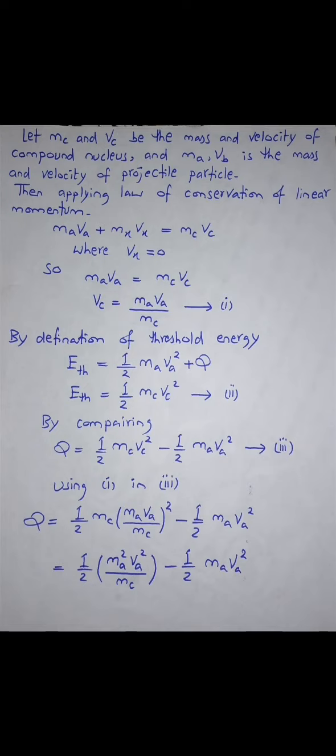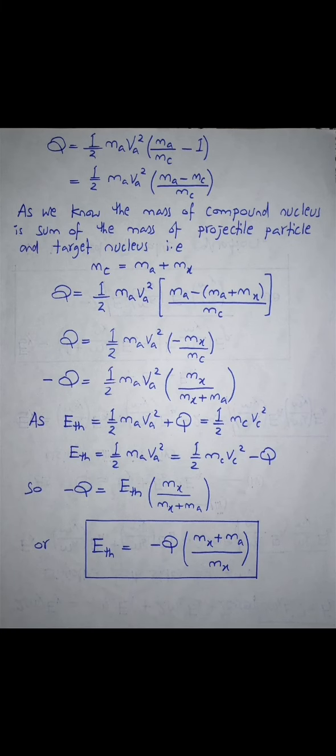Now we use equation 1 and equation 3 and we get Q equals 1 divided by 2 ma square into va square divided by mc minus 1 divided by 2 ma va square. By taking 1 by 2 ma va square common from the two terms, we get 1 by 2 ma va square into (ma divided by mc minus 1). By simply taking the LCM, we get 1 by 2 ma va square into (ma minus mc) divided by mc, where mc is the mass of the compound nucleus and ma is the mass of the projectile particle.